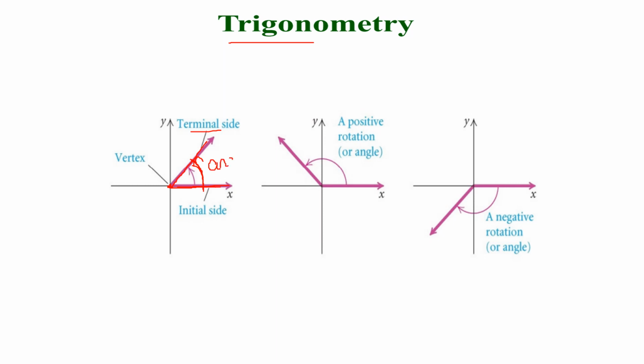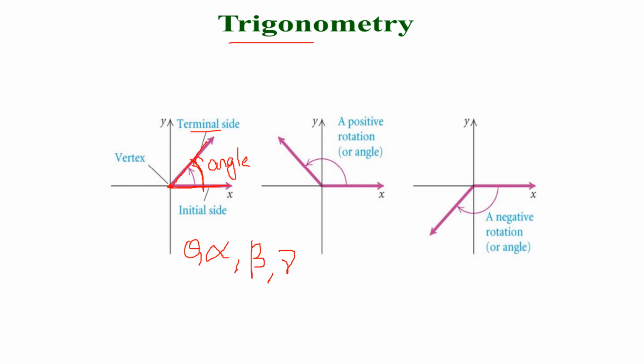Angles are normally denoted with Greek letters alpha, beta, theta, gamma. Normally we denote it with the Greek letter theta. This is theta, alpha, beta, gamma, like that. Okay, and we have two types of angle.